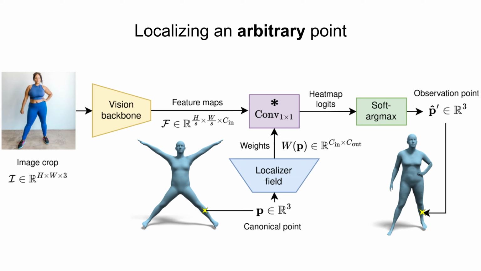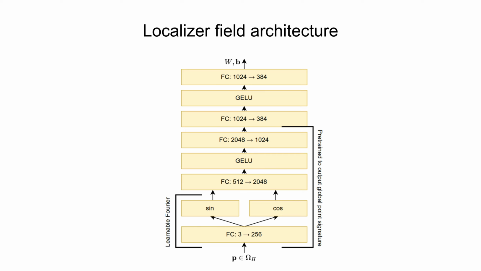To indicate which points we want to predict, we simply select them in the canonical space. The coordinates of each canonical point are then fed to a neural net, the localizer field, which sets the final convolutional prediction layer's weights to make it predict the desired point. This is therefore a simple hypernetwork and is trained end-to-end. The localizer field itself is built analogously to other neural fields defined over 3D space, starting with a positional encoding and continuing as an MLP.